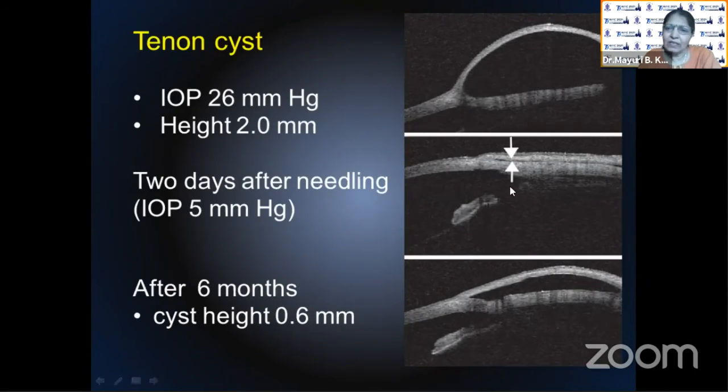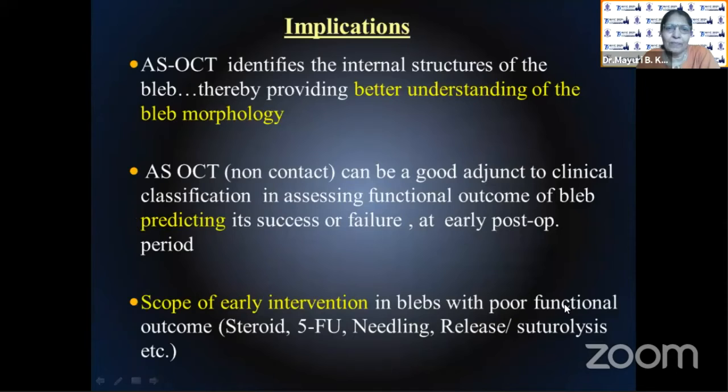But this is to show you that after the needling, you can see the flattening of the cyst. And after 6 months, a small aqueous cavity, but less elevated bleb. So the implication is that ASOCT can identify the internal structure of the bleb, thereby providing a better understanding of the bleb morphology, and you can manage your patients accordingly.